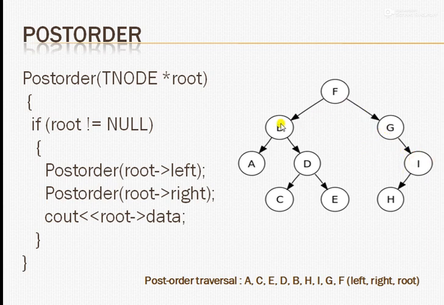Now for F, all the left and right is visited, so finally we can print F. So that's why the sequence is, first we have A, then C, then E, D, B, right? Then we have printed H, then I, then Z, then F. So that is the sequence which is followed here for the post order traversal.